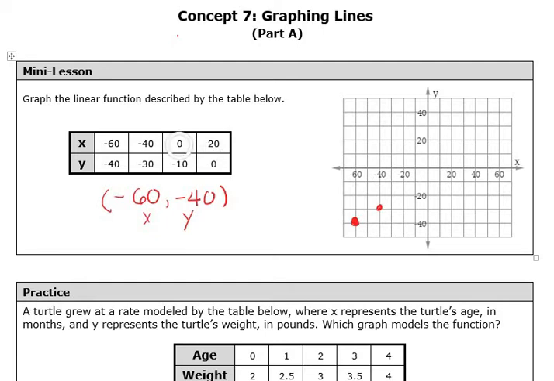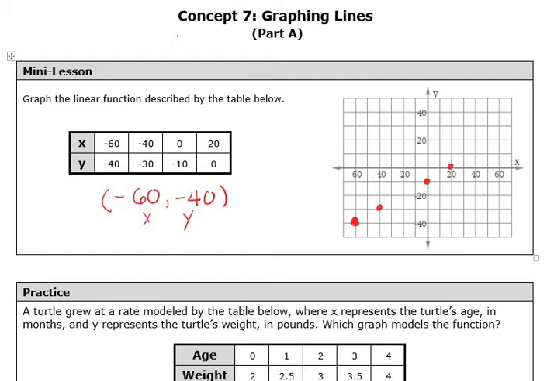Next point, our x value is 0. So on the x-axis, I'm not going to move left or right. I'm going to stay put right there at 0. And my y value is -10, so I'm going to go down 10. Alright, last point, 20, 0. On the x-axis, I'm going to find 20, and my height is 0, so I'm not going to go up or down, I'm going to stop there.